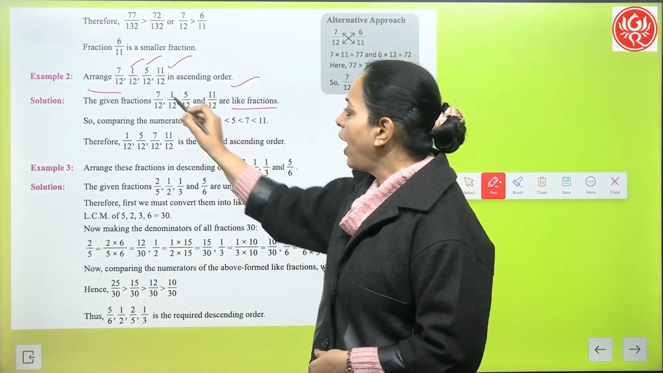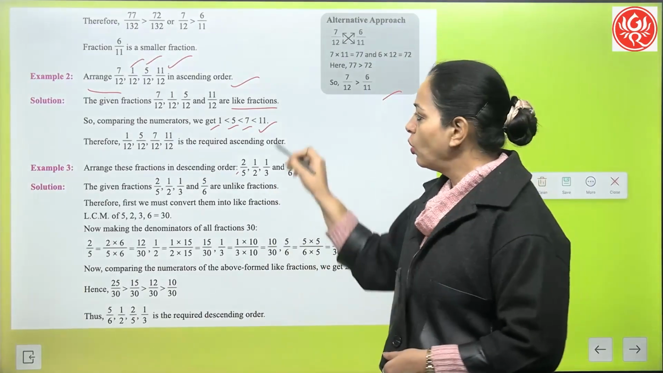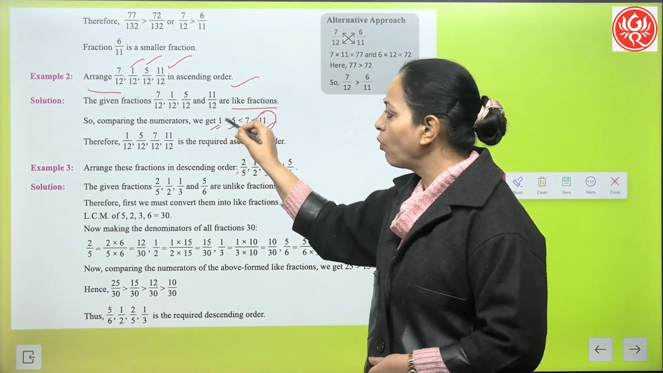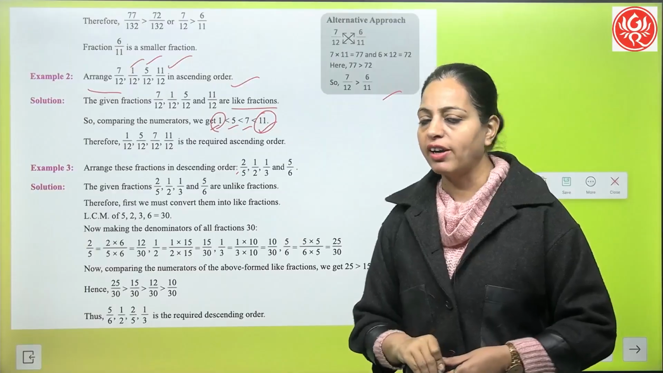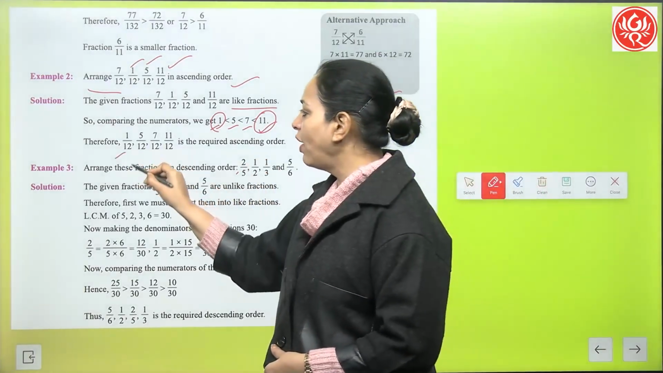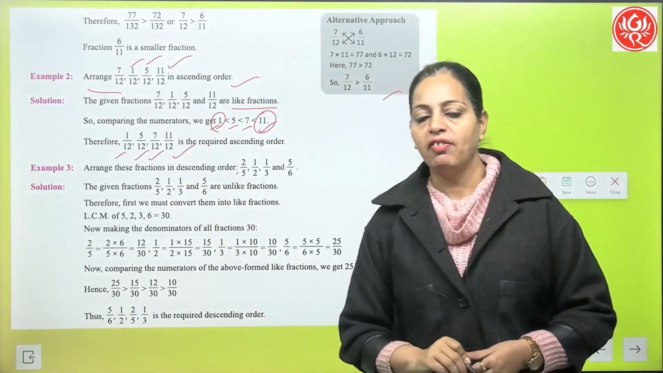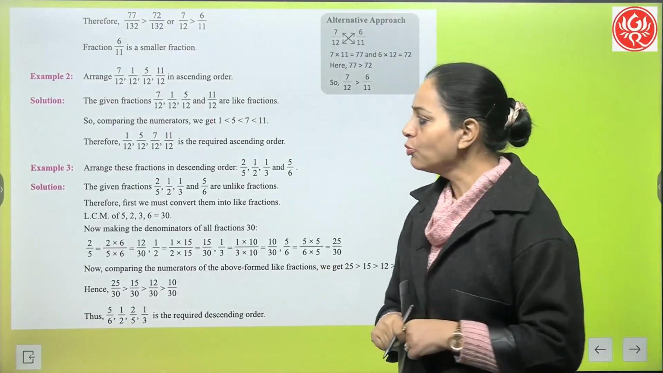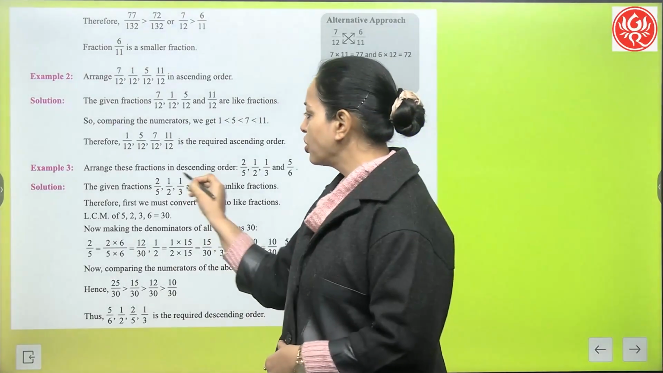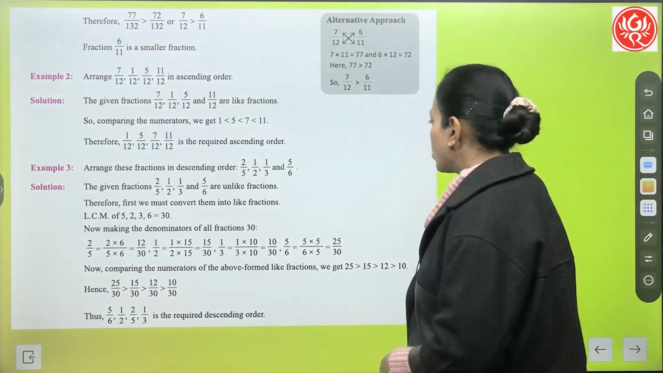Like here we have numerators 1, 5, 7 and 11. So 11 is the greatest one and 1 is the smallest one. So we can write in ascending order, that is 1 by 12, 5 by 12, 7 by 12 and 11 by 12. Now come to example 3. Arrange these fractions in descending order, means decreasing order, greatest to smallest.